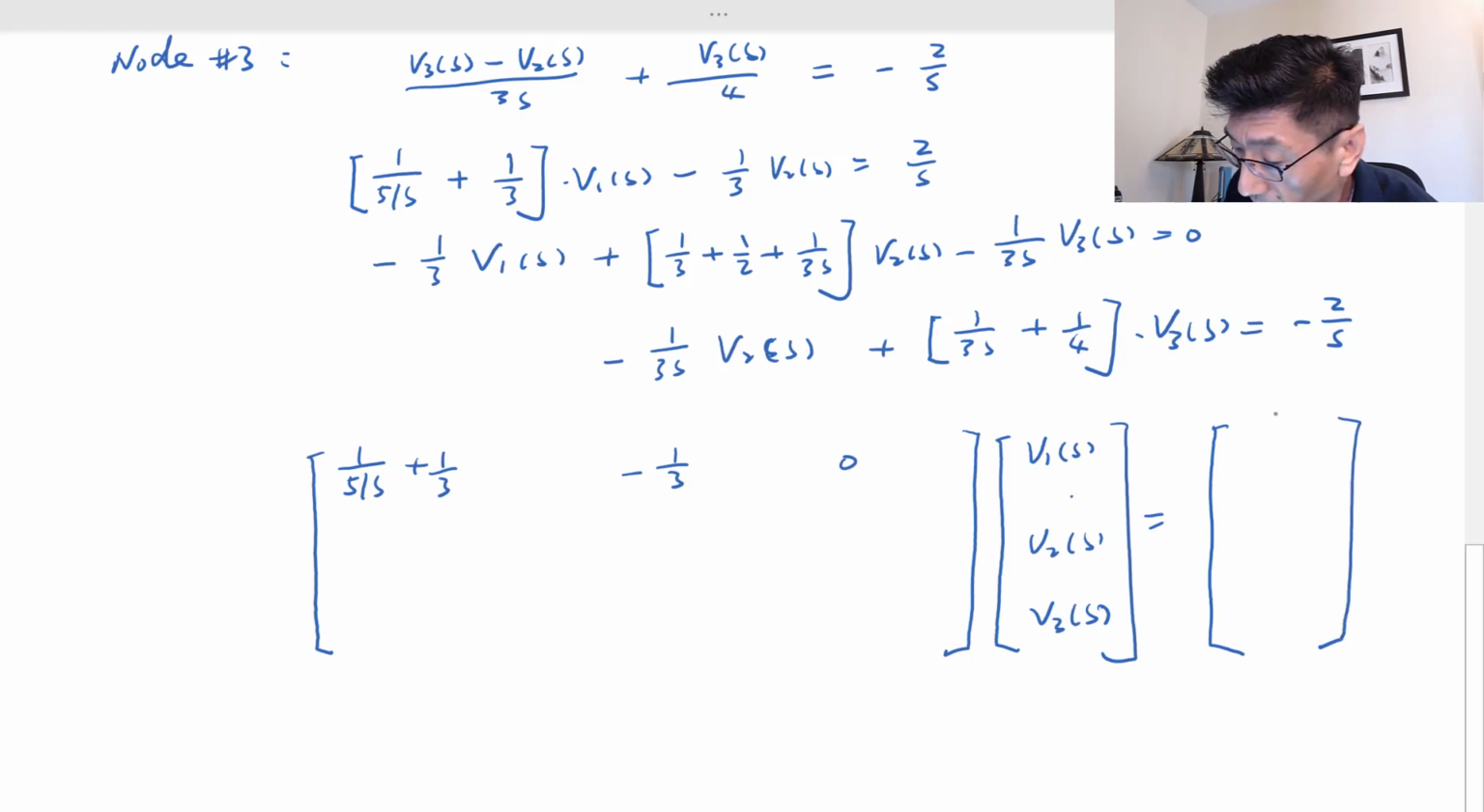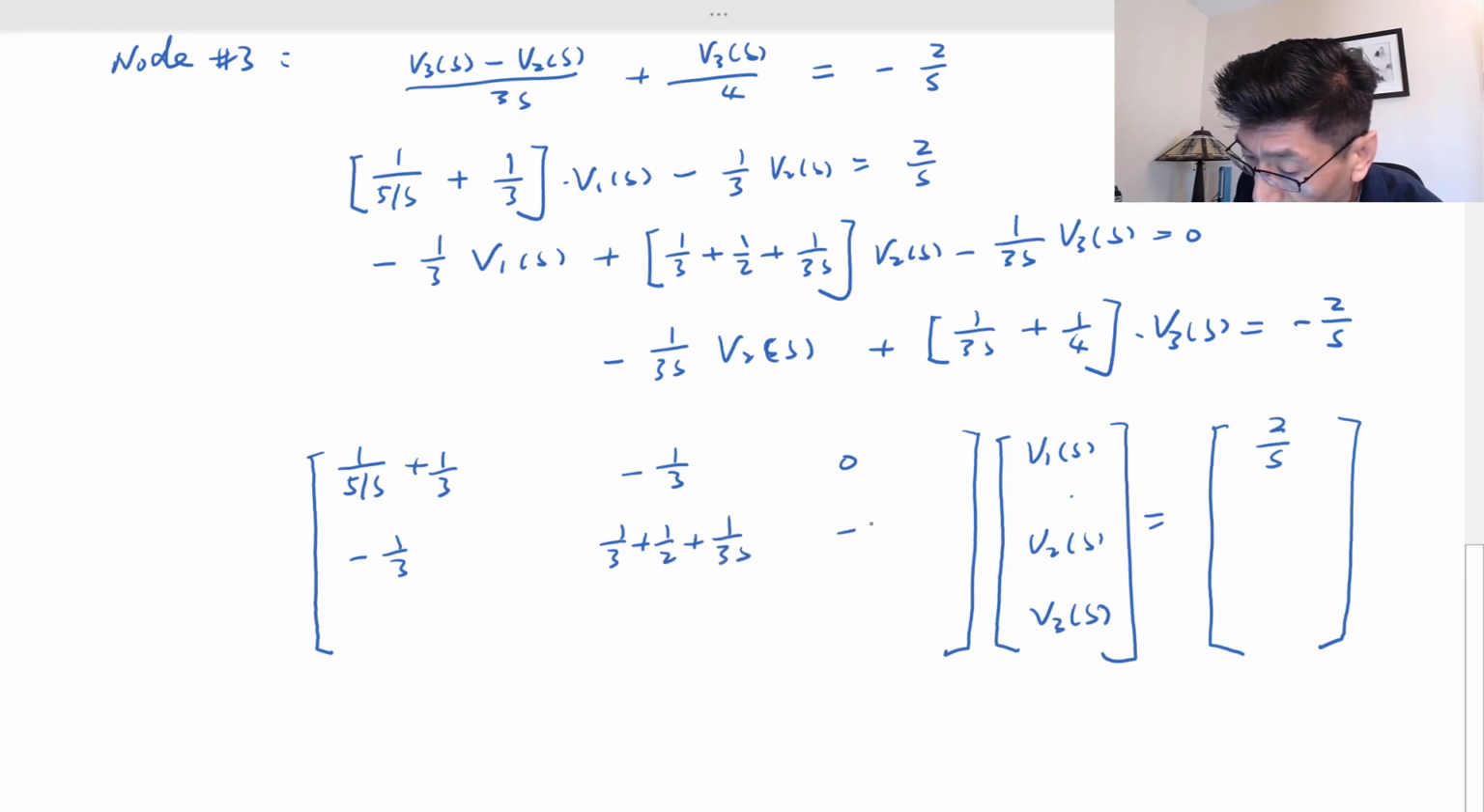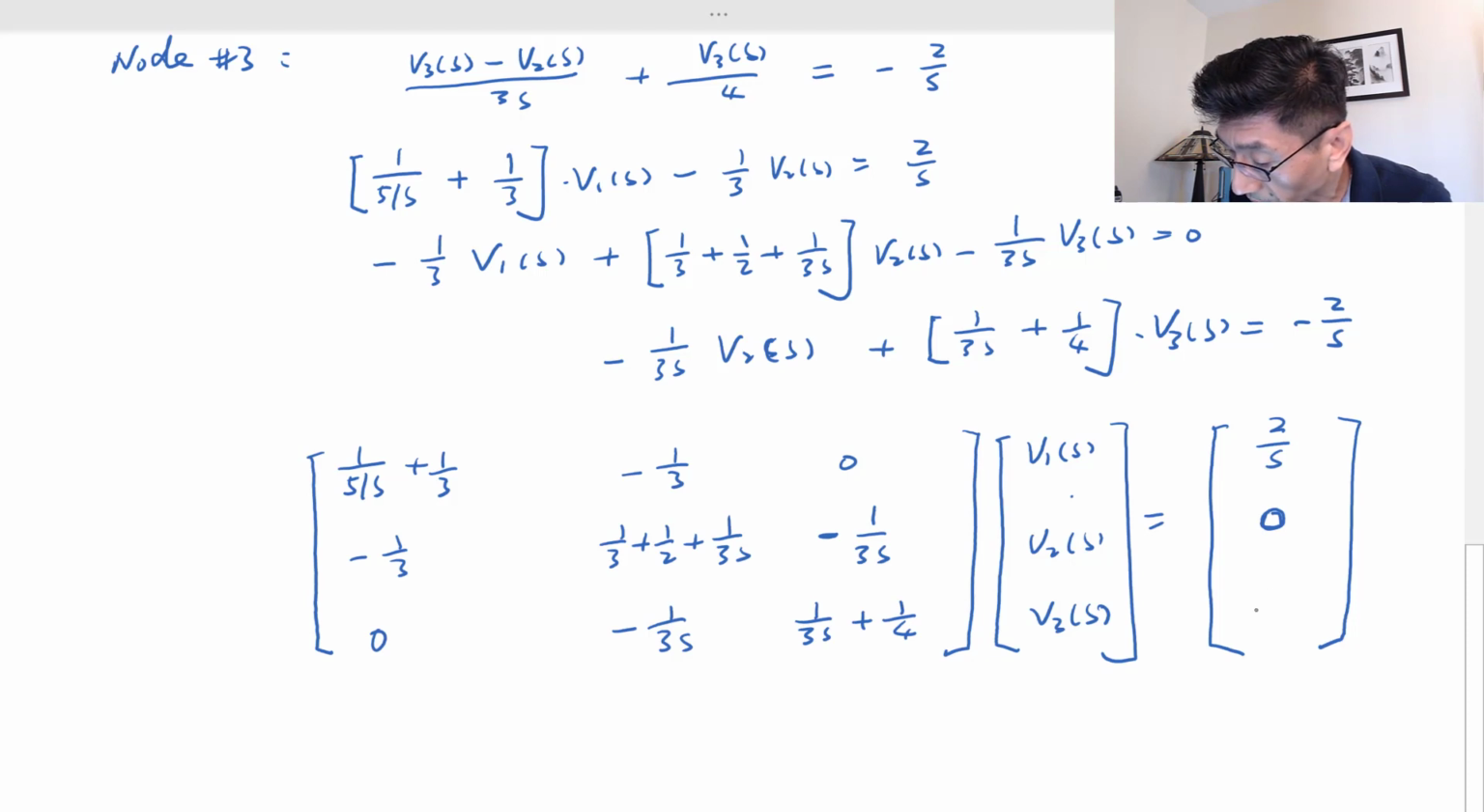On the right-hand side of this equation, it's going to be the knowns, the current sources. In the first row, I have 2 over S. For the second row, I have negative 1 over 3 for the first element, 1 over 3 plus 1 over 2 plus 1 over 3S for the second element, and negative 1 over 3S for the last element. The right-hand side here is 0. For the last row, I have 0 as the coefficient of V1 because we don't have anything there. For V2S, the coefficient is negative 1 over 3S. For V3S, it is 1 over 3S plus 1 over 4, and the source on the right-hand side is negative 2 over S.